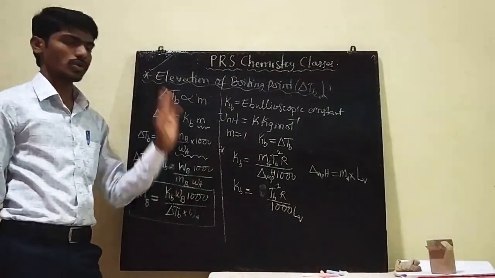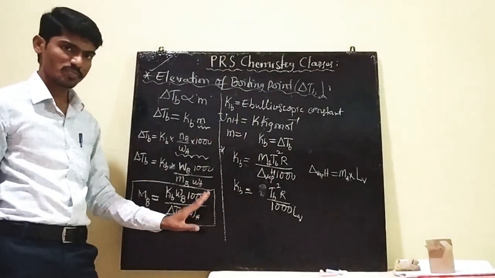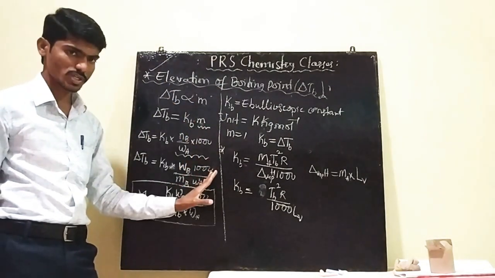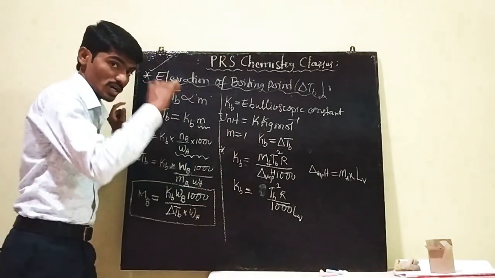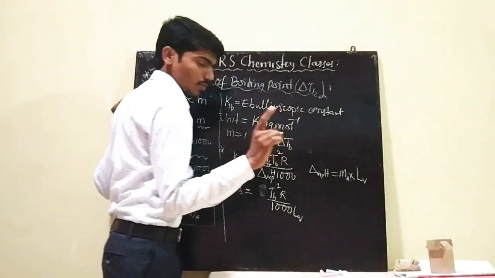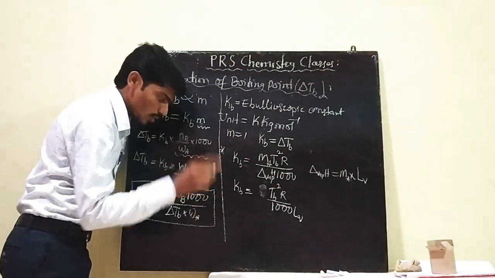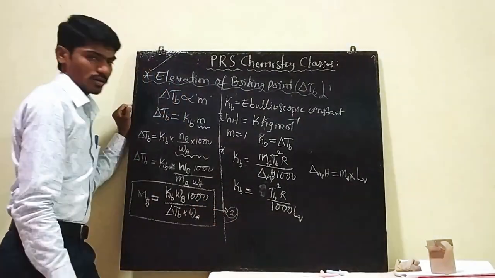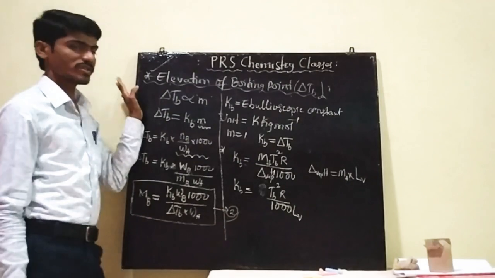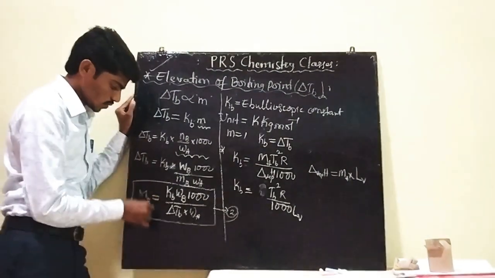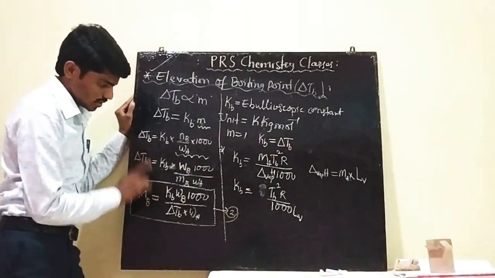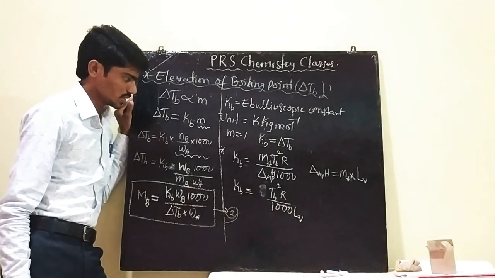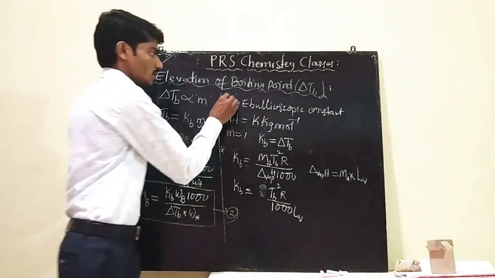This is the second colligative property. It is very simple. Like relative lowering of vapor pressure, they do not ask for the derivation, but this equation is required. The relative lowering of vapor pressure formula was equation number 1, and this is equation number 2. You will get two more equations in depression in freezing point and osmotic pressure, to calculate the molar mass. So this is the second colligative property. Note this, take a screenshot or note the concept.